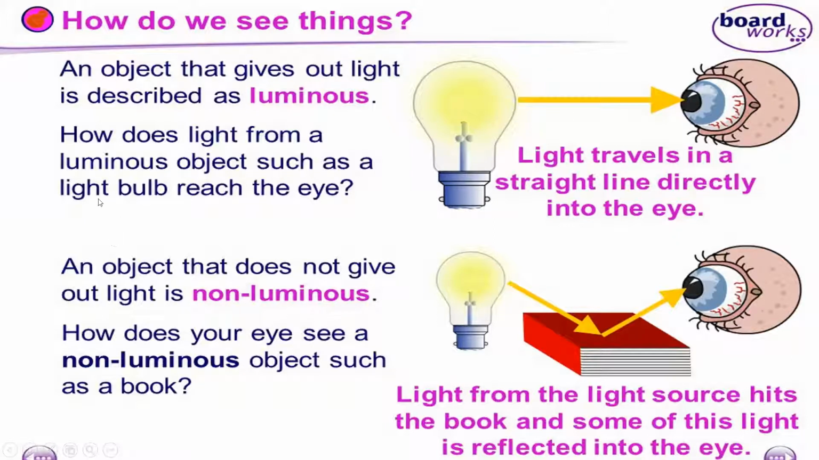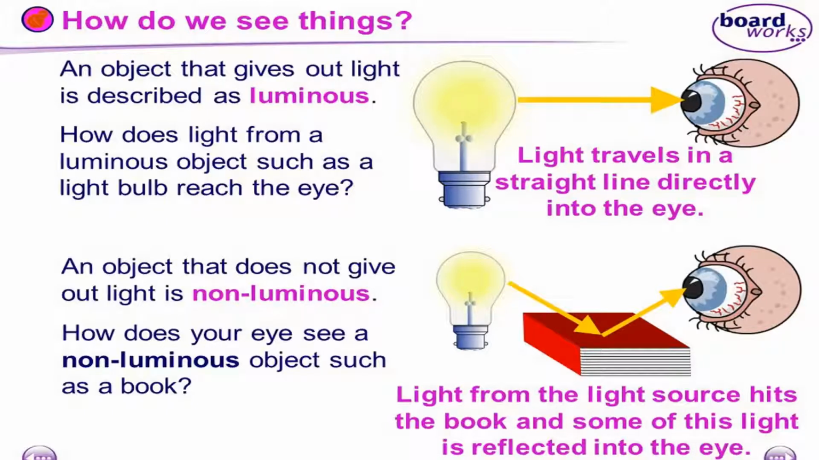An object that gives out light is described as luminous. Okay, luminous objects are objects that produce light. Light travels in a straight line directly into our eyes. See the arrow? And another one here, we have an object that does not give out light, a non-luminous object. All right, so anything that does not produce light is called what? Non-luminous objects. So how do your eyes see a non-luminous object, such as a book?